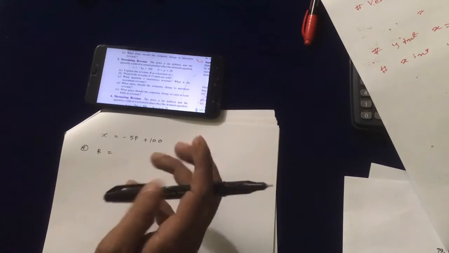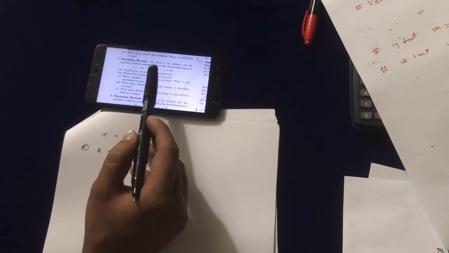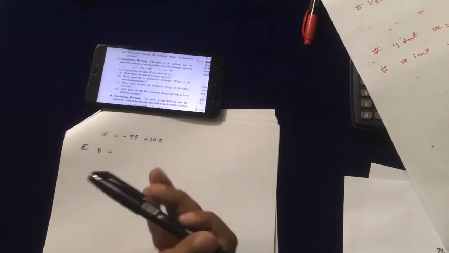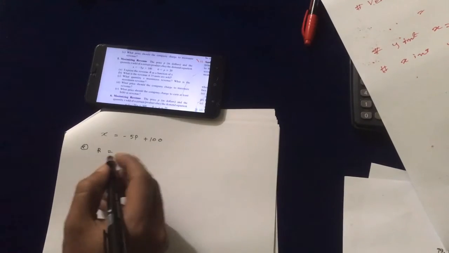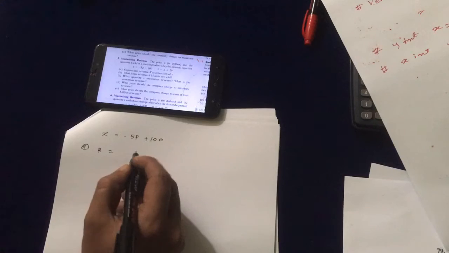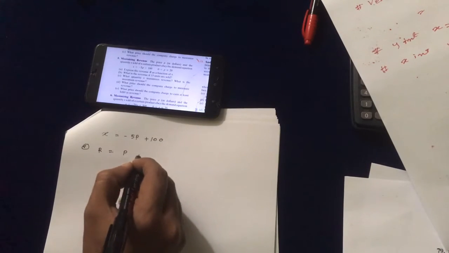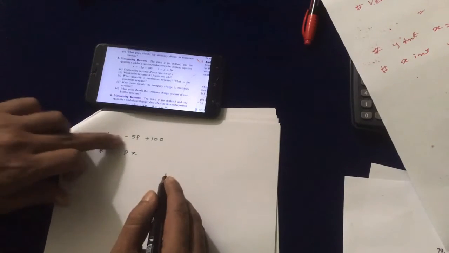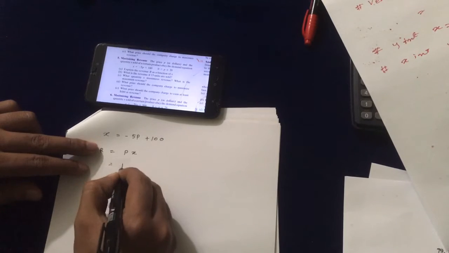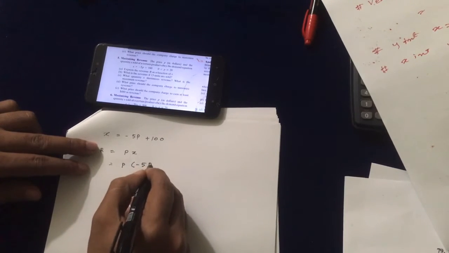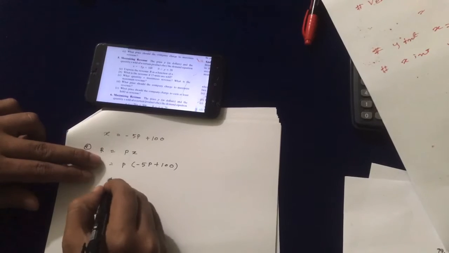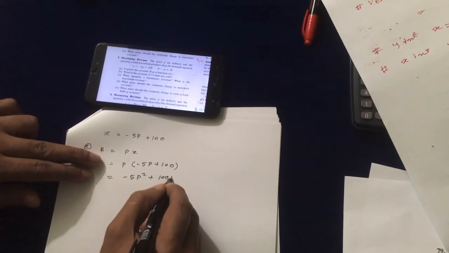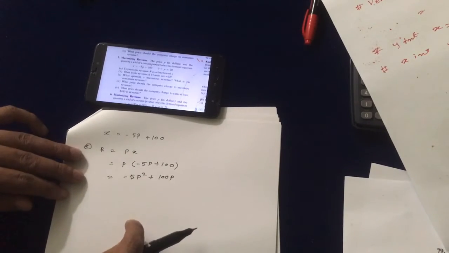Now see, the price is P, and the quantity demanded is X. We know that the revenue is the total quantity multiplied by the price. That means revenue will be P into X. Now X is already given, so we'll put it here. Then P into minus 5P plus 100 equals minus 5P square plus 100P. So this is the revenue function.